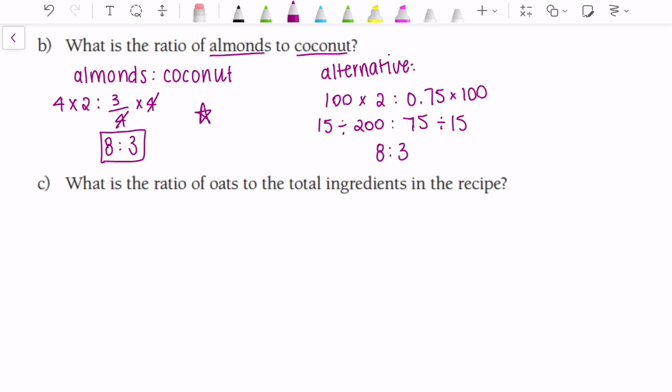All right, so what is the ratio of oats to total ingredients in the recipe? So we have to go back to the drawing board and figure out what's the total amount. And remember that the total is just adding up oats plus almonds plus raisins and then coconut.